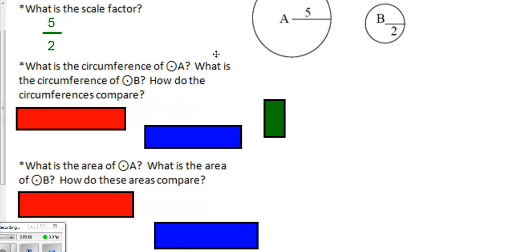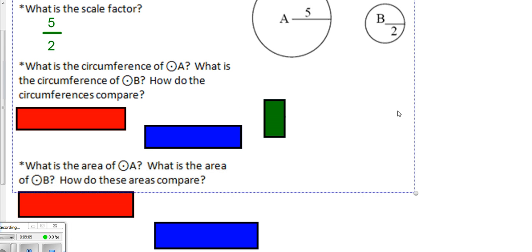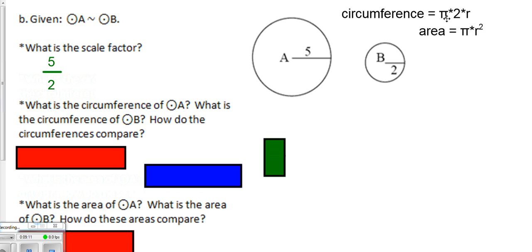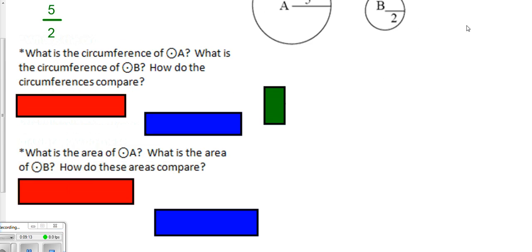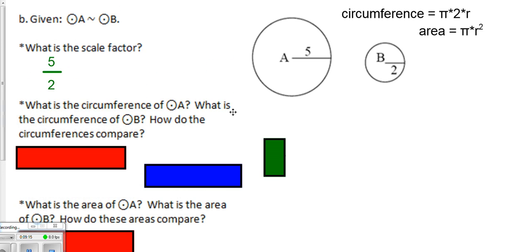So what is the circumference of circle A? What is the circumference of circle B? And how do these circumferences compare? Well, to find our circumference, remember again that it's pi times 2 times r. So for the circumference of A, pi times 2 times 5.